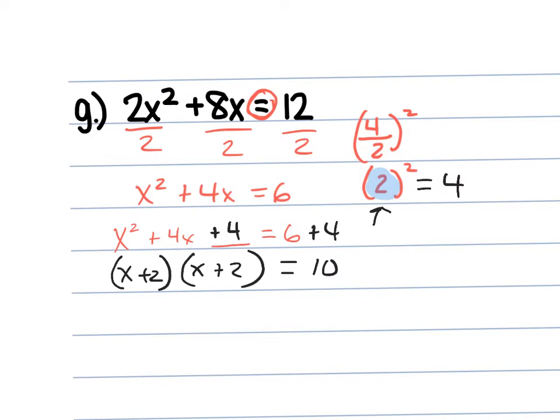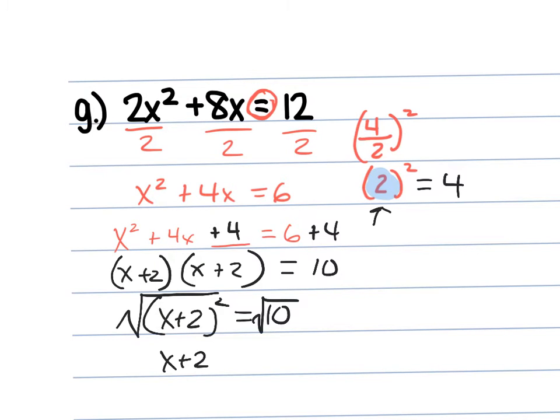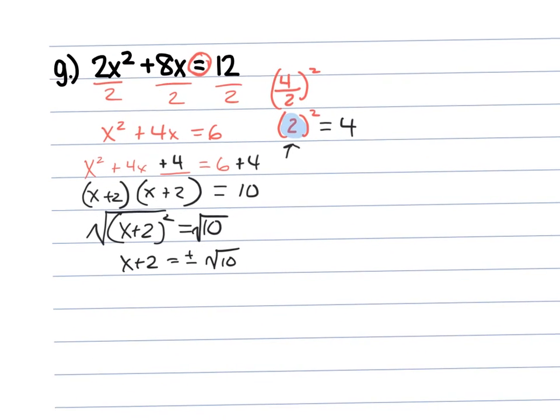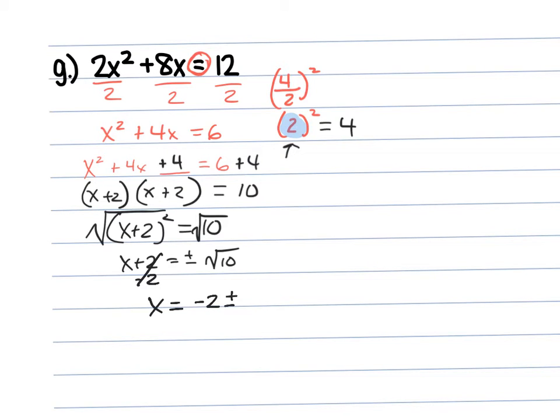What's my next step? x plus 2 squared equals 10. And then square root it. And then x plus 2 equals plus and minus square root 10. And you don't have a square root of 10. Okay, we can't do the square root of 10. So it was minus 2 plus and minus square root of 10. Good.